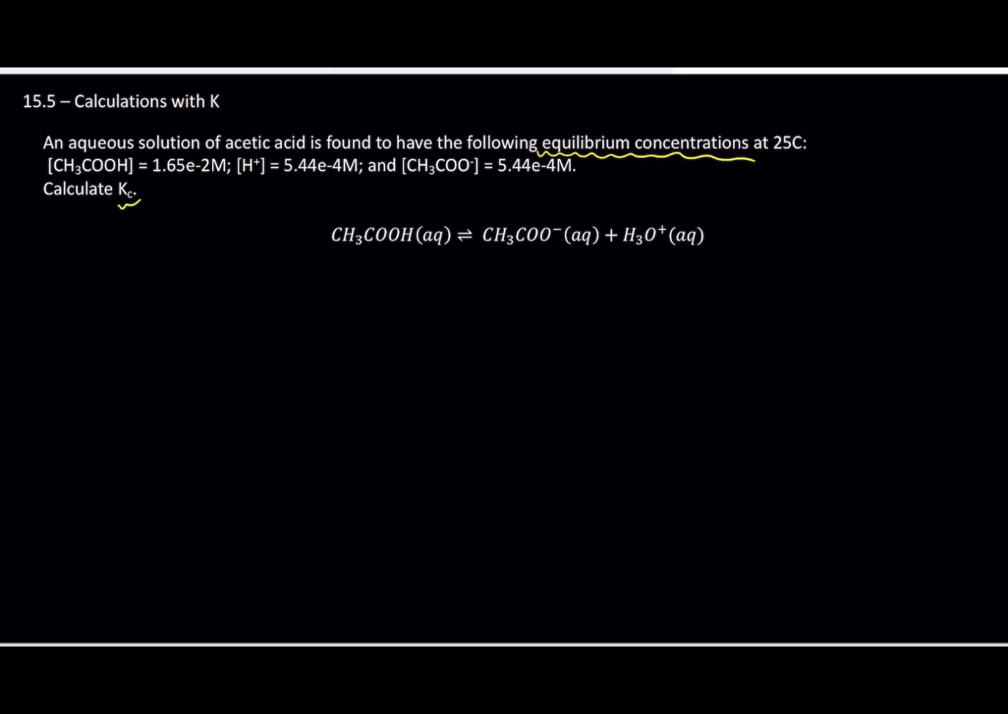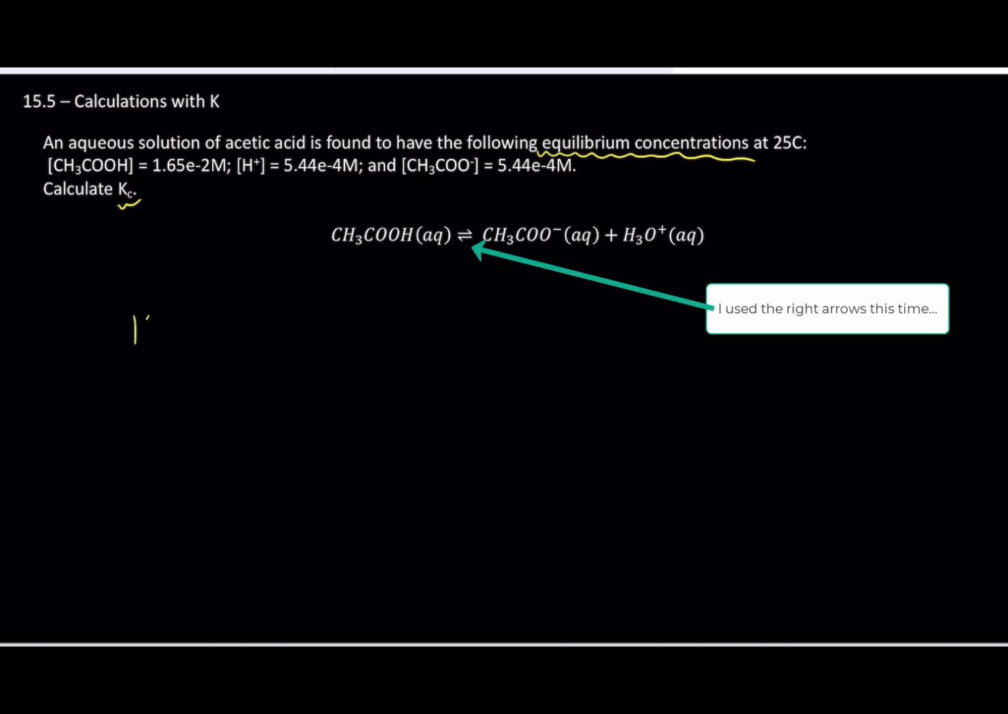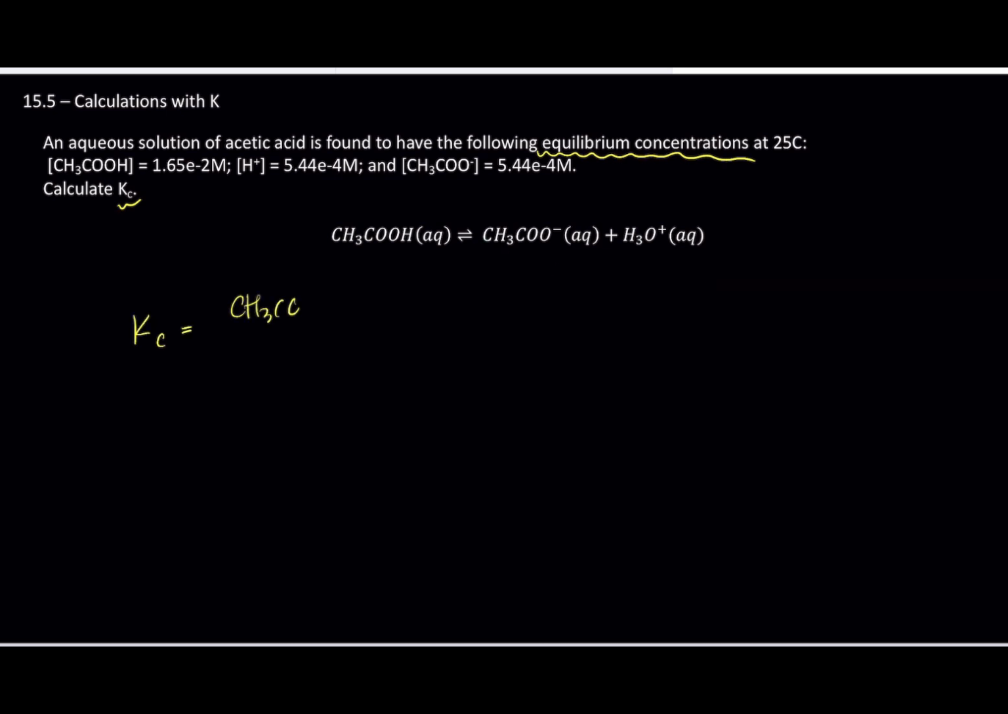So first, what should we do? Let's write an expression. Kc is equal to our acetate ion raised to its coefficient and my hydronium raised to its coefficient, all over our acid raised to its coefficient. And so all we've got to do is plug in our equilibrium concentrations. This one is that simple.